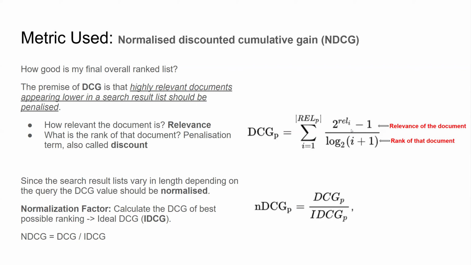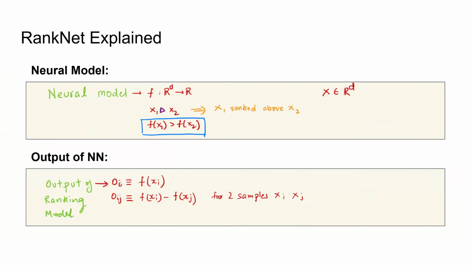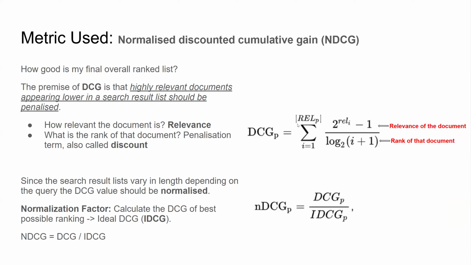And this relevancy score is actually the output of the model, this oi. This is the relevancy score, and it tells us how relevant that document is. So this is how DCG is computed.